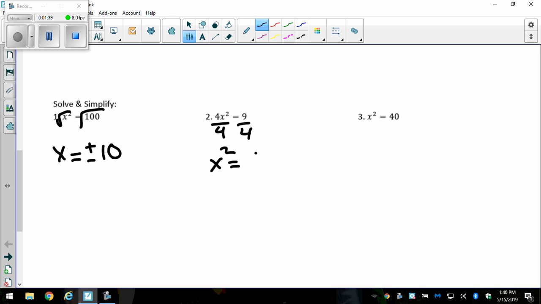And number 2, the first step is to divide by 4. So x squared would equal 9/4. Now, square root each side. Remember, when you square root, you put a plus and a minus. Square root your top and square root your bottom.